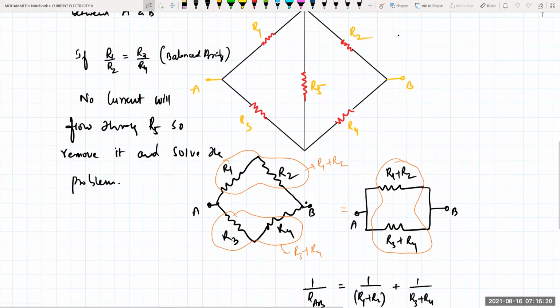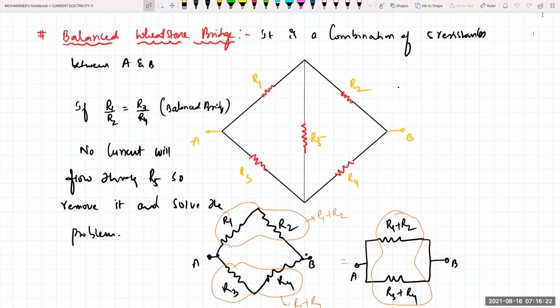Is it clear for everyone? Yes, yes. So what is the condition for the Wheatstone bridge, beta? R1 by R2 must be equal to R3 by R4. Okay, this is our basic condition we need to remember.